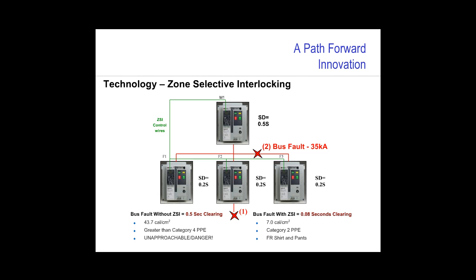Ultimately, the benefit here, as I've shown below, is clearing the fault faster and reducing the arc flash hazard on the main bus. In this case, as I've shown below, reducing the arc flash hazard from over 40 calories per centimeter squared as defined in the NFPA 70E, greater than category 4 or unapproachable, to 7 calories per centimeter square or category 2 PPE, where a maintenance electrician could perhaps work on this equipment energized, performing a task like racking out a secondary breaker off of this bus in category 2 clothing, fire-rated shirt and pants.